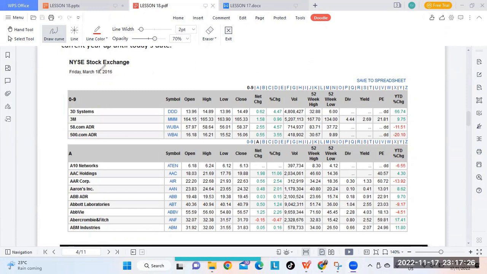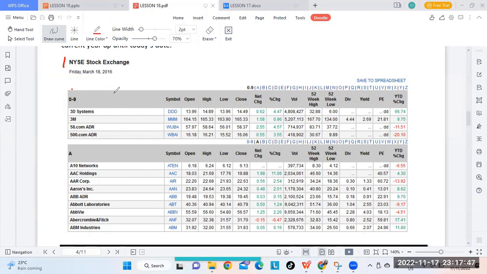Okay, so this is the NYSE Stock Exchange for March 18, 2016. That's Friday. Now, paano ba magbasa or how to read a stock table? Okay, so this is the table.